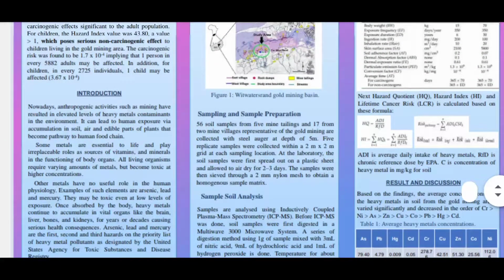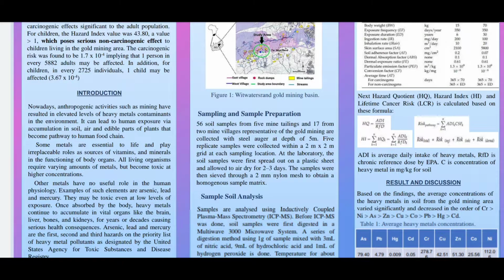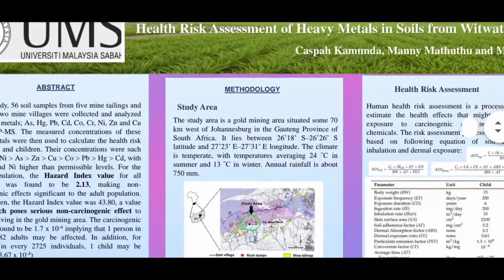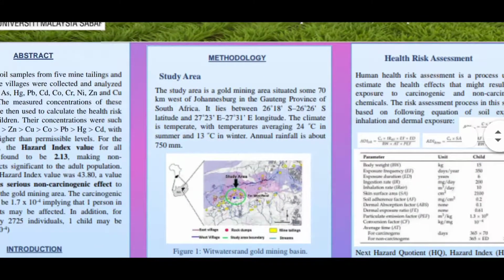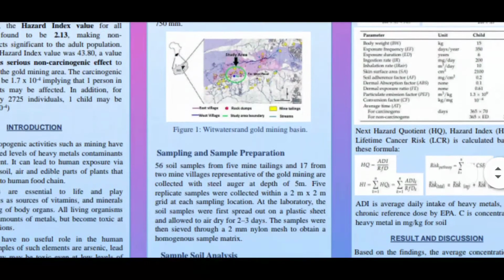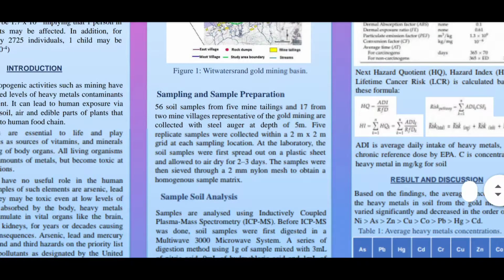So introduction. Nowadays, we all know that anthropogenic activities such as mining have resulted in elevating the level of heavy metal contaminants in the environment, causing heavy metal accumulation that leads to threatening our human food chain. So methodology, the study area is a gold mining area, 70 km from Johannesburg in the province of South Africa.